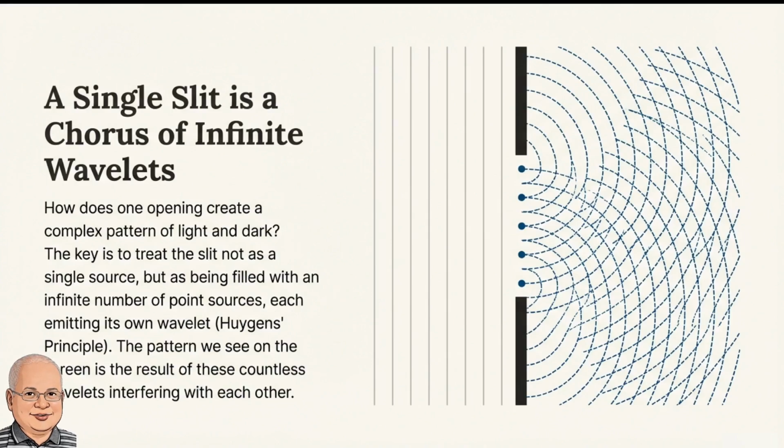Now this we have already discussed. We consider a single slit as a chorus of infinite wavelets. So how does one opening create a complex pattern of light and dark? The key is to treat the slit not as a single source, but as being filled with an infinite number of point sources, each emitting its own wavelet, based on Huygens principle. The pattern we see on the screen here is the result of those countless wavelets interfering with each other. Next.